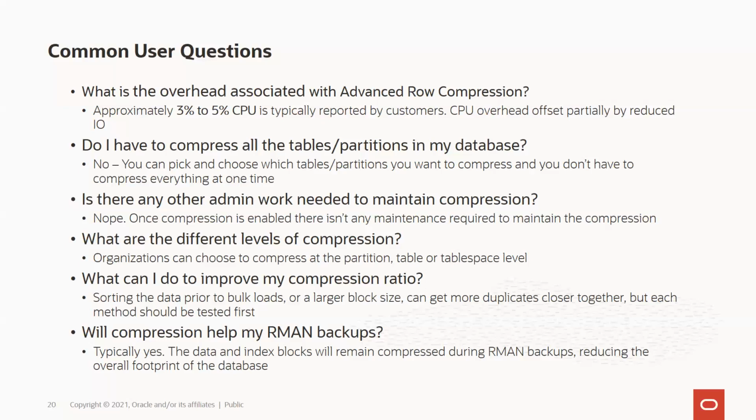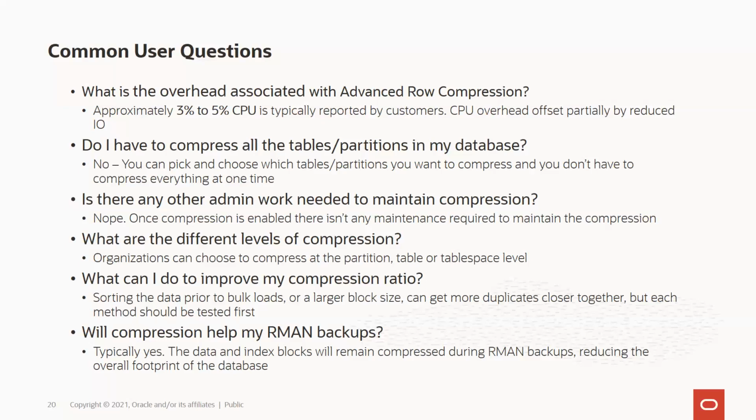Other customers have played around with changing the block size. Again, the more duplicate data exists in the block, the greater the compression. A larger block size should have a greater compression ratio. If you get more duplicates together in the block, again, something to play around with. I would test that before you deploy any of those. You want to make sure the benefit you're seeing outweighs the cost of time or effort, whatever it takes to do the sort or to change the block size, etc.